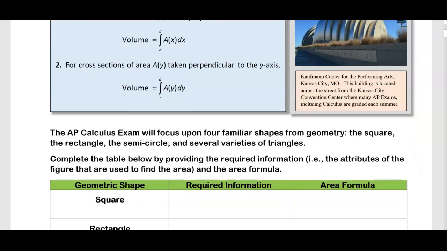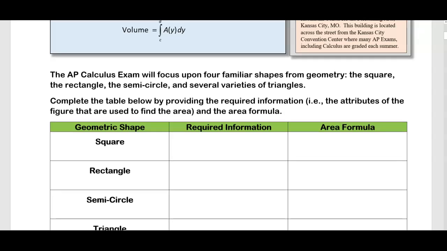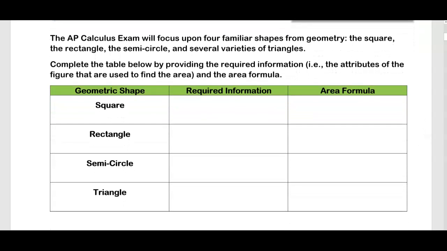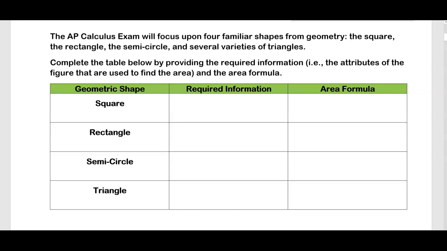The AP Calc exam will focus upon 4 familiar shapes from geometry: the square, the rectangle, the semicircle, and then the triangle. So we're going to complete the table below, providing the attributes of the figures, and the areas.